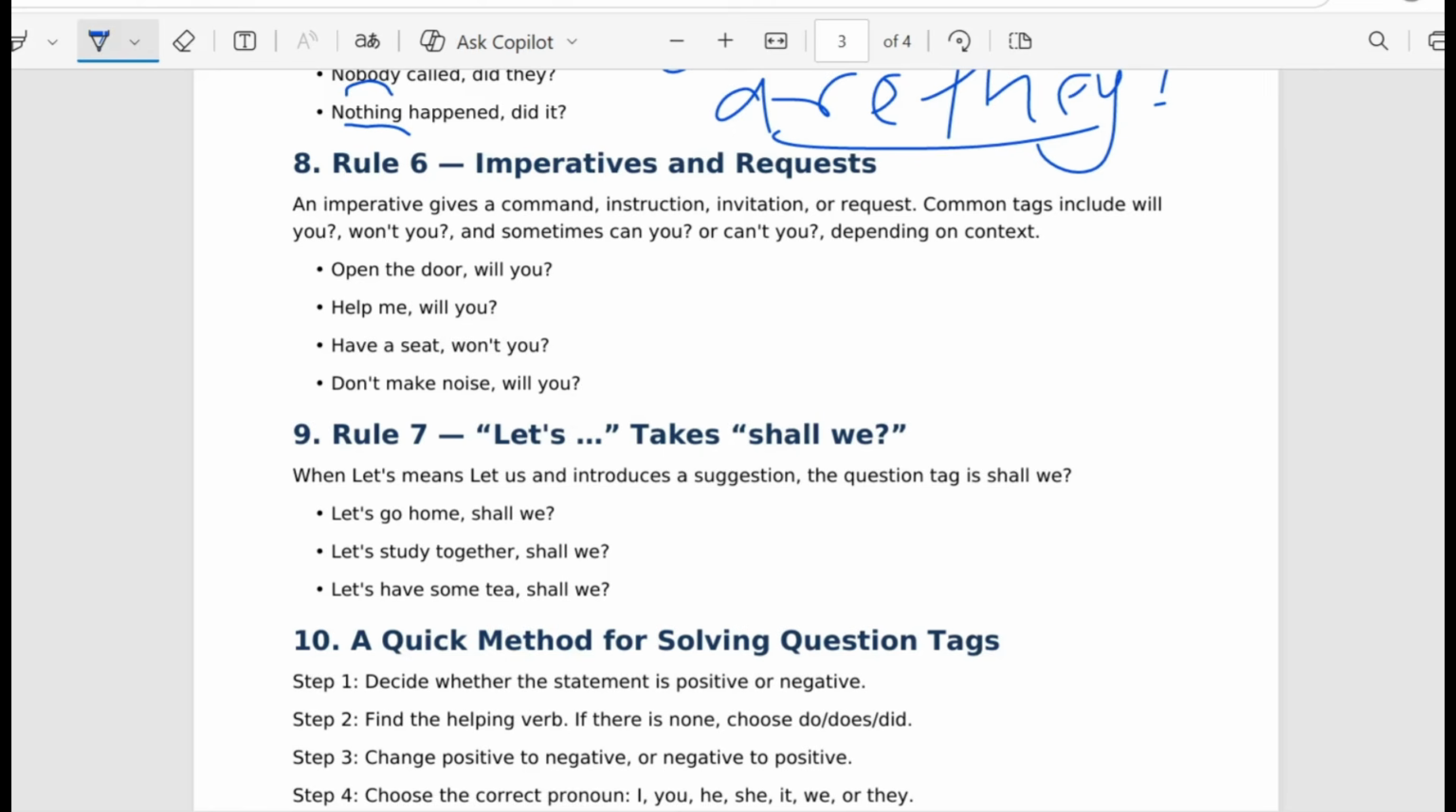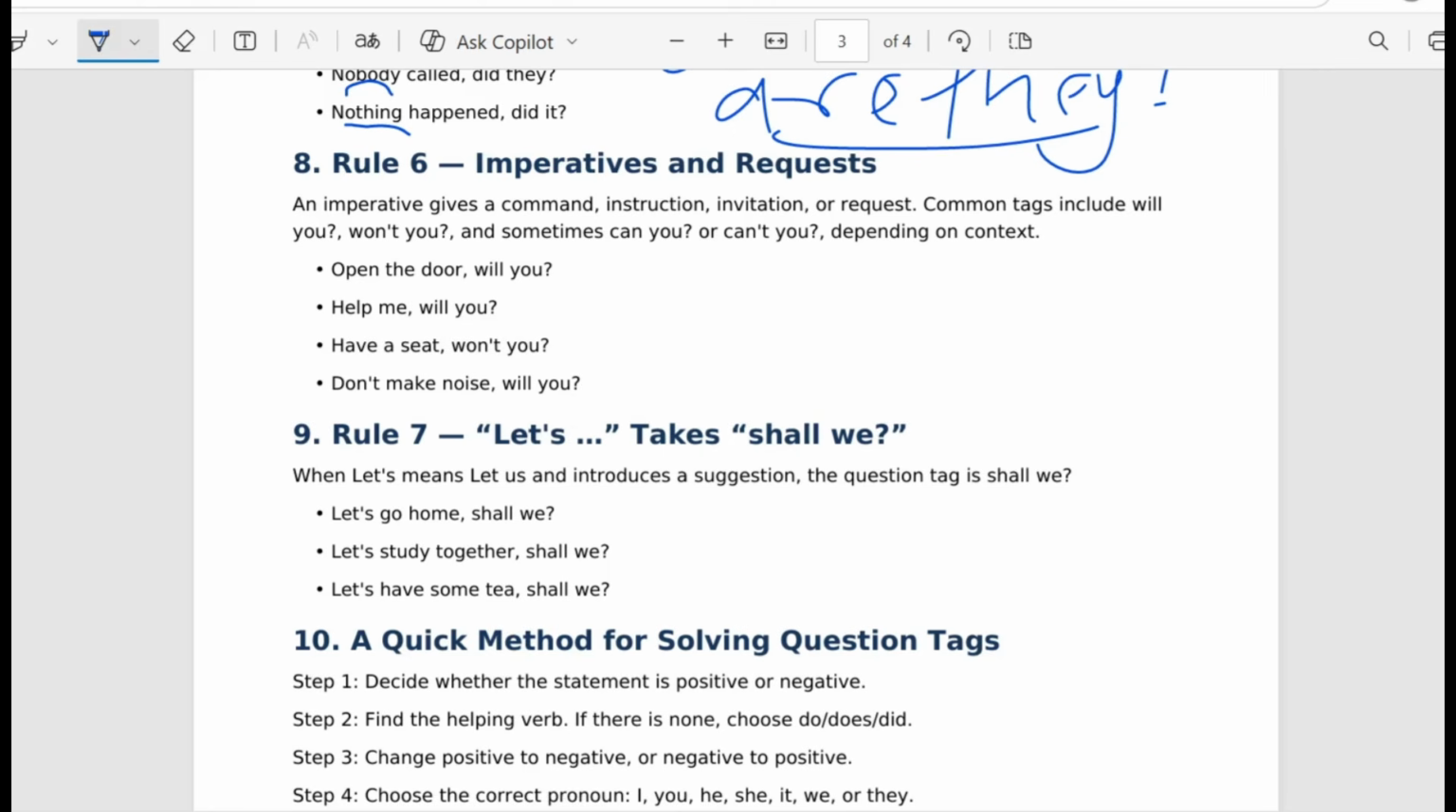A humble request. Have a seat. Won't you? Don't make noise. Will you? So remember, don't makes that statement a negative statement. So the tag should be positive. Don't make noise. Will you? Then we have rule number 7.